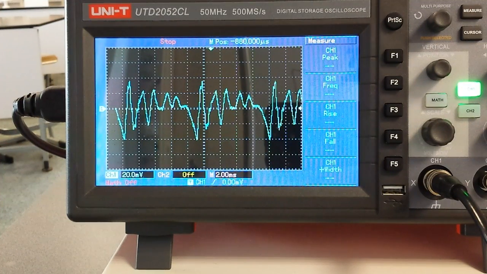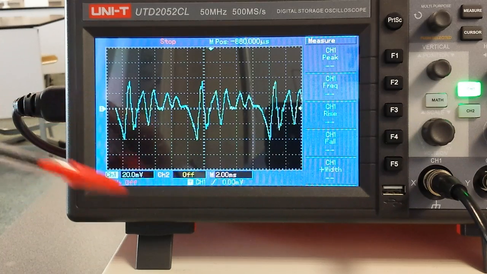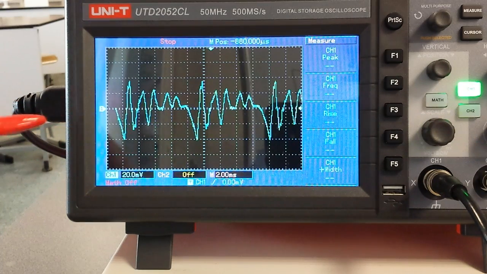Right, it's Friday the 6th of March, time for physics fun, and we're looking at oscilloscopes and sound. Similar to a previous video where we were looking at electrical oscillations, this time we're looking at mechanical oscillations. This is a trace that I've already got, and this was my voice, just making a simple sound.